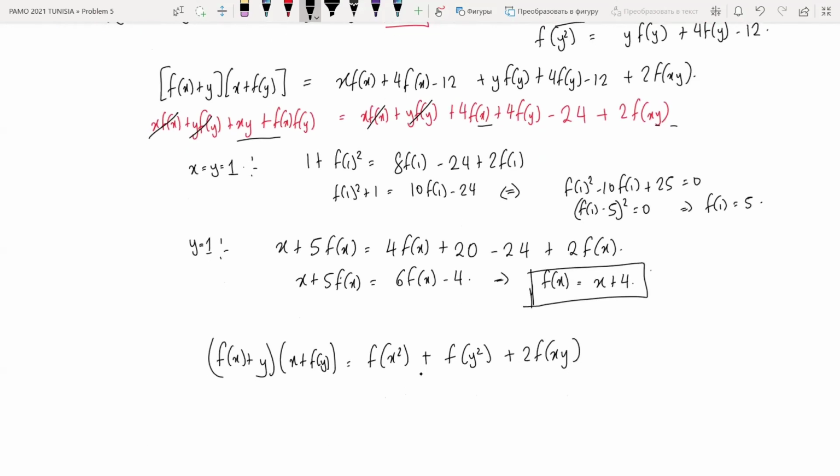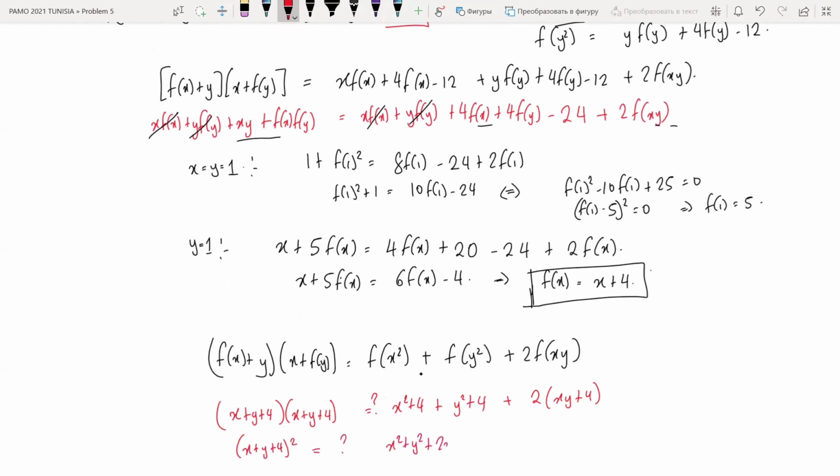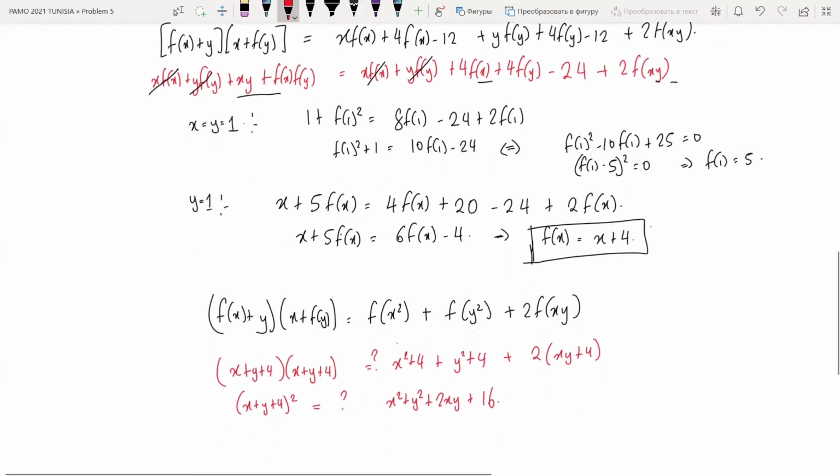So now, when we plug in f of x equals x plus 4, let's see what we get. This bracket becomes x plus y plus 4. The second bracket still becomes the same thing. It equals what? x squared plus 4 plus y squared plus 4. At this point, we're not sure they're equal, so we can put a question mark. Plus 2 times xy plus 4. So this left-hand side is x plus y plus 4 all squared. Is it equal to x squared plus y squared plus 2xy plus 16? Of course, they are not equal.